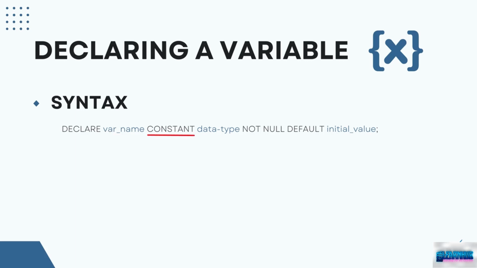Constant is an optional component. When defined, we cannot change the variable's value once the variable has been initialized. Data-type would be the assigned data type of the variable, such as Boolean, date, text, etc. Not null is an optional parameter that makes sure that the variable must contain a non-null value. The default keyword initializes the given variable with a default or initial value. As stated earlier, the default value is optional. Each statement in the declaration section is terminated with a semicolon.